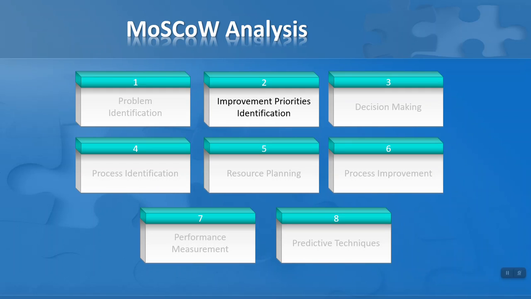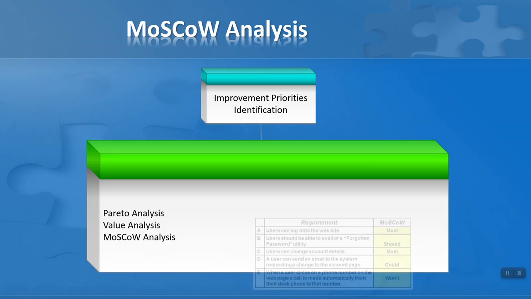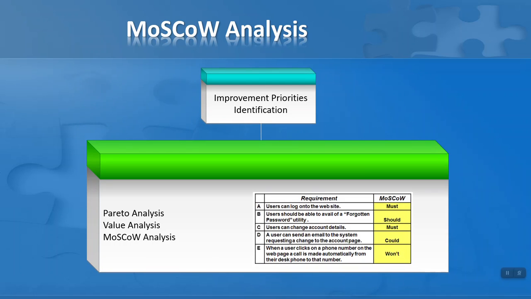We're in section 2 of our problem solving techniques. This section is about improvement priorities identification, and MoSCoW analysis is the third of the 3 techniques in this section.